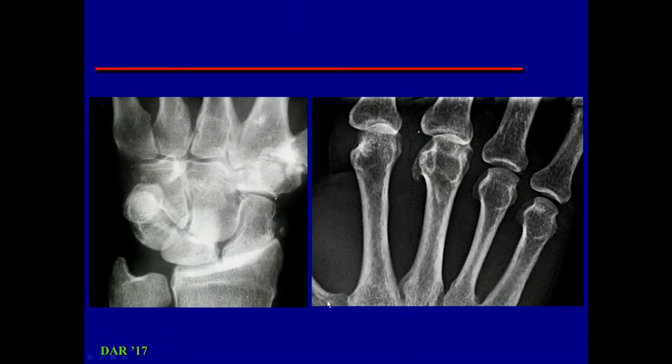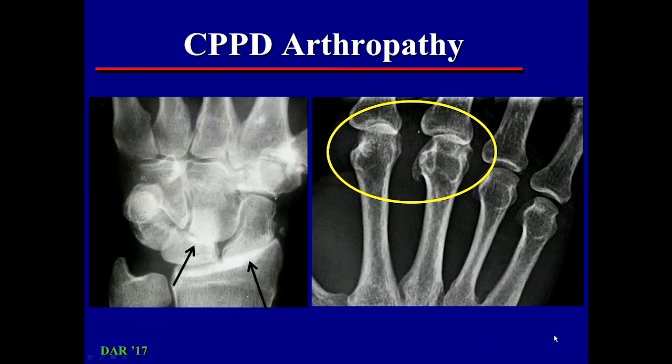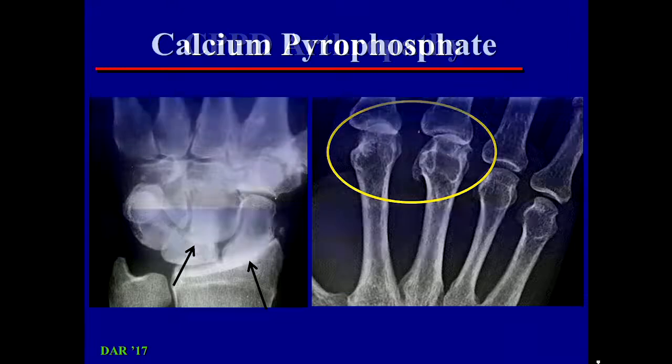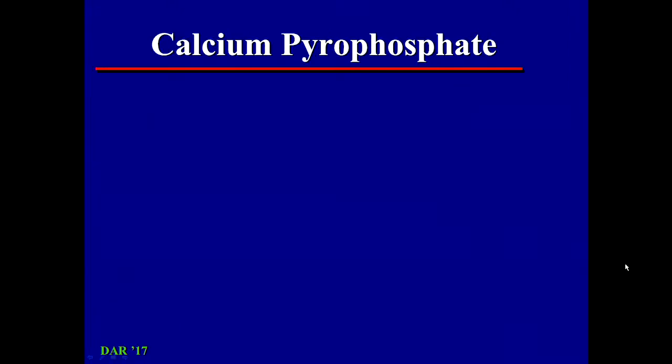Now, here's a patient with osteoarthritis in a very unusual distribution. The radioscaphoid joint, the capitolunate joint, and the metacarpophalangeal joints. A very unusual distribution for primary osteoarthritis, but a characteristic distribution for secondary osteoarthritis due to either CPPD arthropathy or hemochromatosis. And to talk about CPPD, we probably need to talk a little bit about calcium pyrophosphate. That's the CP of CPPD. And calcium pyrophosphate can affect the body in a few different ways.